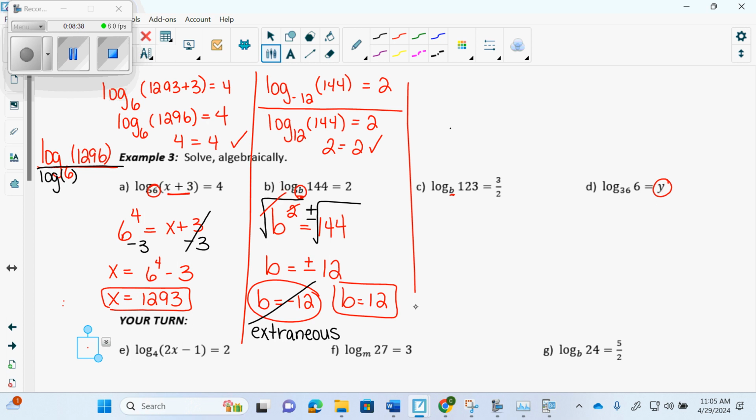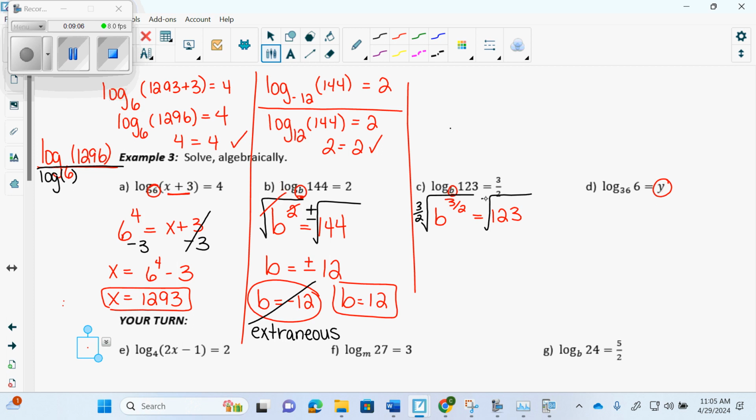Okay. The next one, the B is locked in the log. What do I first have to do every time? Convert to exponential. So I get B, this is the base, and now I need an exponent. What's my exponent going to be? 3 over 2. Equals 123. Fun fact, did you know that you can actually take the 3 over 2 root?